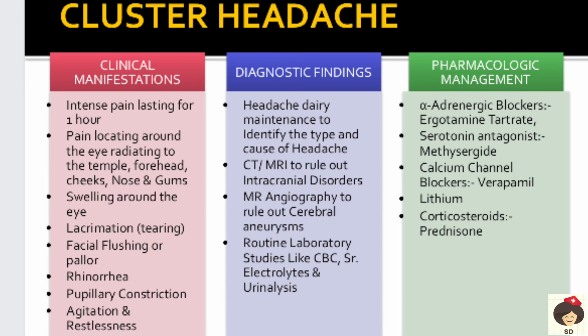And CT or MRI will be done to rule out intracranial disorders. So if any brain disorders are there in the cranial nerves or in the cranial system, in the cerebrum, then you can do a CT or MRI. And MR angiography will be done to rule out any cerebral aneurysms. Aneurysms are nothing but outpouching in the cerebral blood vessels. When there is outpouching, they can compress the nerves and there will be pain. So they do an MR angiography.